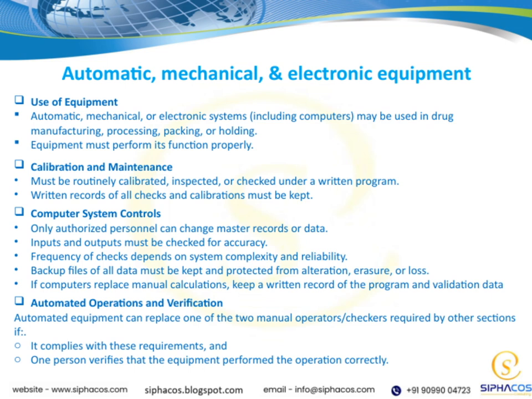Moving on to computer system controls, only authorized personnel should have the ability to change master records or data. This helps prevent unauthorized modifications. Inputs and outputs from these systems must be checked regularly to ensure accuracy. The frequency of these checks depends on how complex and reliable the system is. Additionally, we must keep backup files of all data, and these backups need to be protected from alteration, erasure, or loss to maintain data integrity.